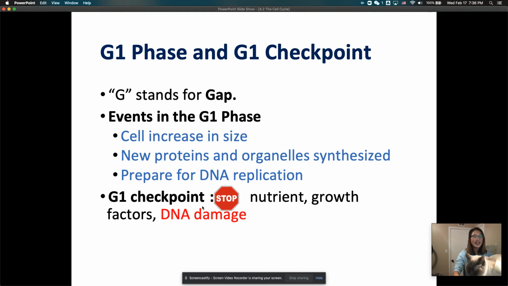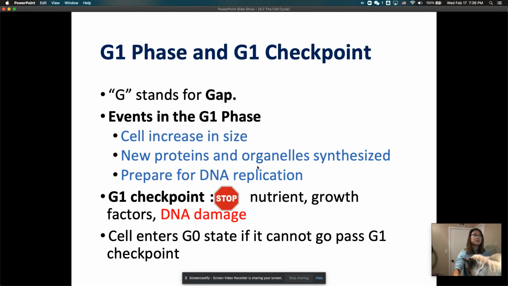DNA damage, right? I said before our DNA replicates, we have to make sure that DNA is not damaged. We don't want all kinds of DNA problems before we make double the amount of problems, right? Okay, so what happens if we don't pass the G1 checkpoint? We will go into the G0 state, which is the resting phase.